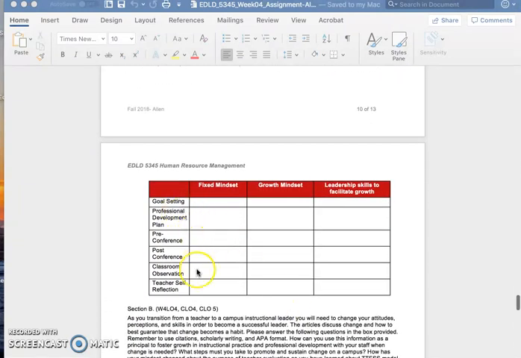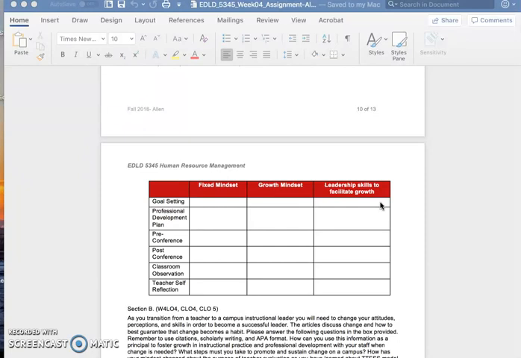Then we have the major components of T-TESS. So you're going to tell me a teacher with a fixed mindset, what's that going to look like in goal setting? With a growth mindset, what characteristics are going to be there in goal setting? This one seems to be where we're having major issues, people getting confused and not understanding.